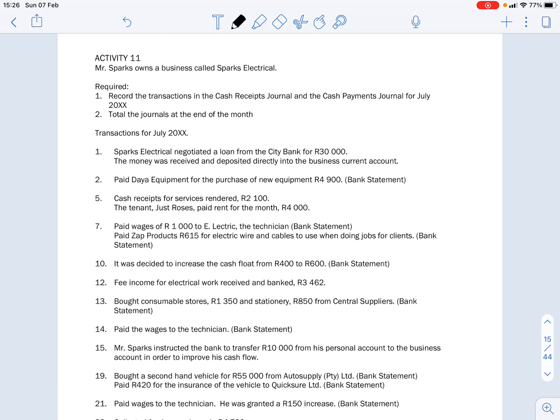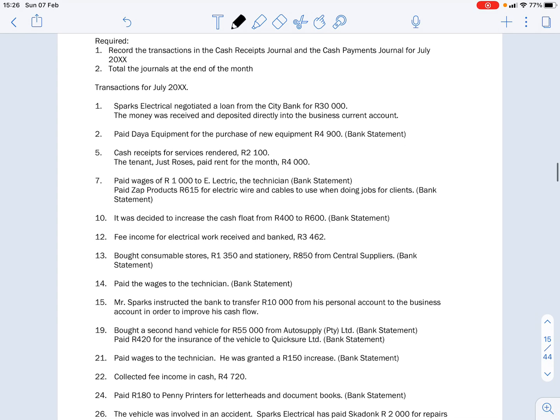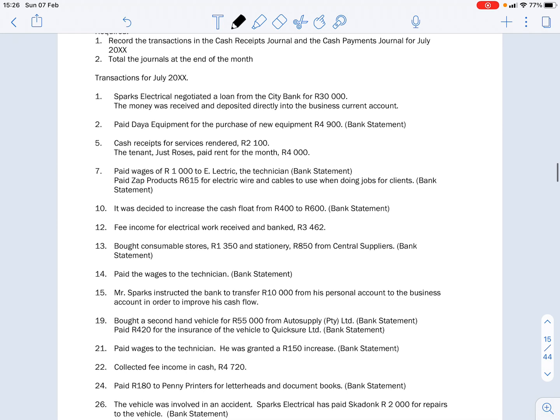Now, if we look at activity 11, they tell us that Mr. Sparks owns a business called Sparks Electrical. What's required from us is to record the transactions in the cash payments journal and cash receipts journal for the month of July. We also then need to total the journals at the end of the month.